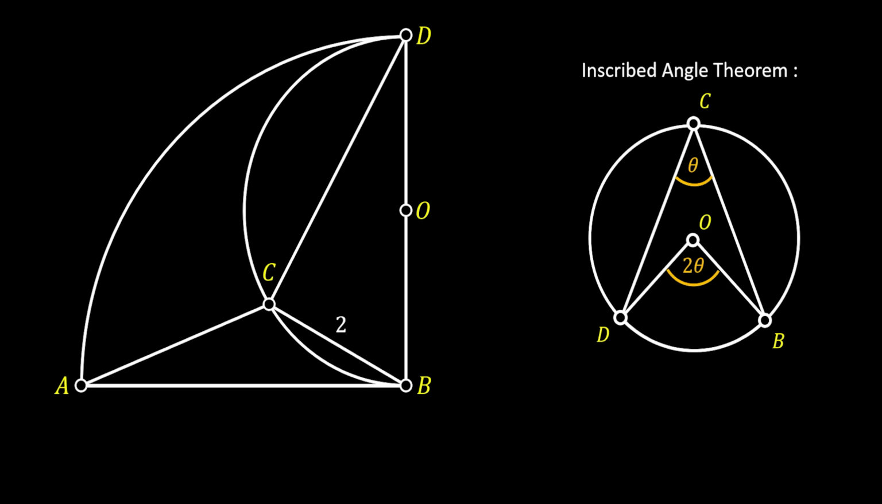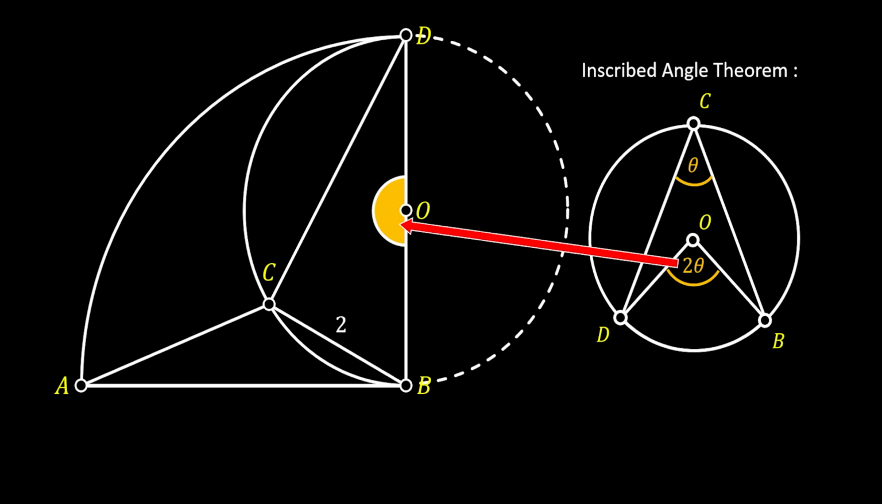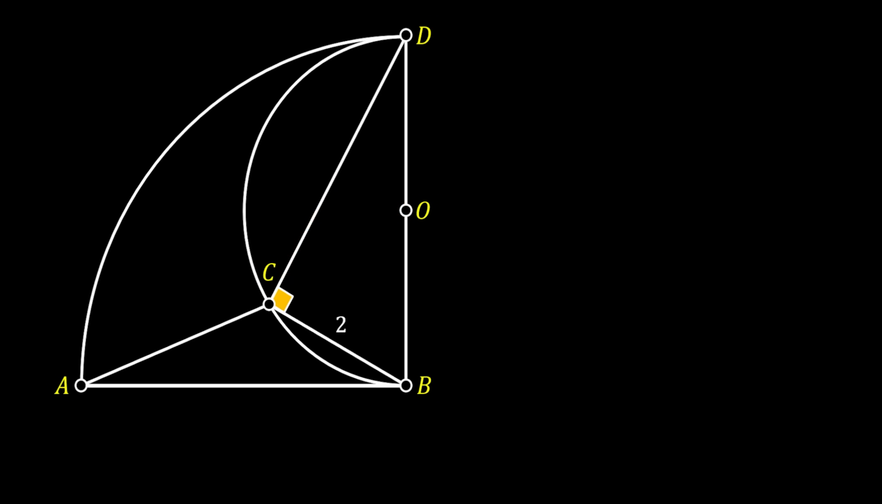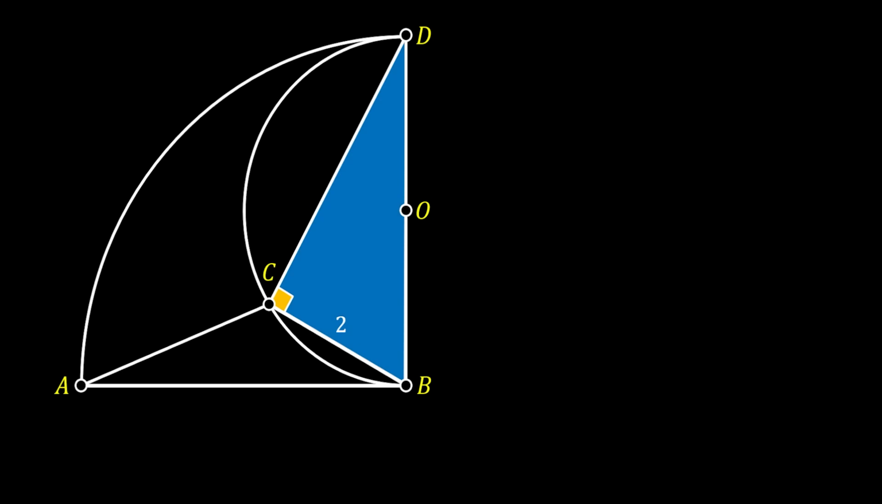Now, if we extend our half circle to a full circle, you can notice that the angle at the point O represents the central angle, which equals 180 degrees. This means that the angle at the point C is the inscribed angle, which equals half of 180, which is a 90-degree angle. Now, from this, we can conclude that the triangle BCD is actually a right-angled triangle.